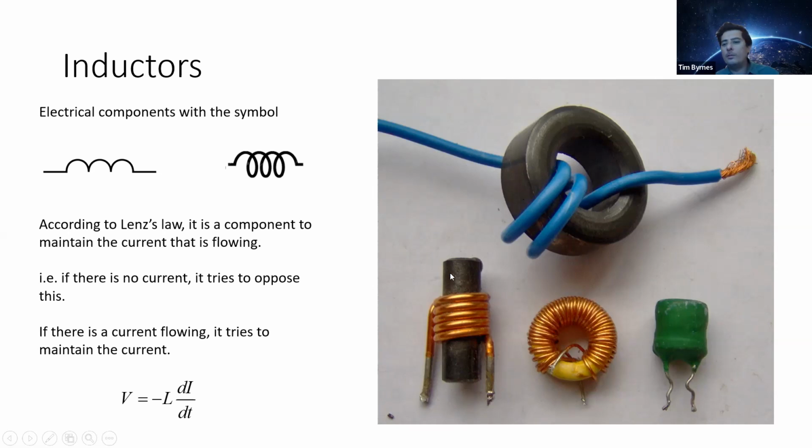You don't always have to have one. Generally, having this metal in the middle enhances the effect of the inductor. So it just improves the performance of the inductor, and the main important part is this coil of wire. This is used mainly in AC circuits.